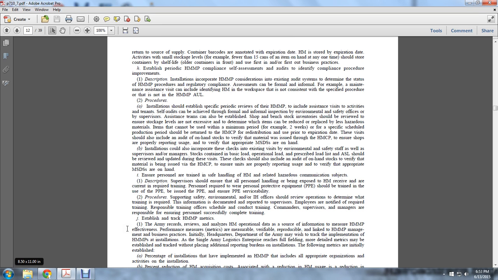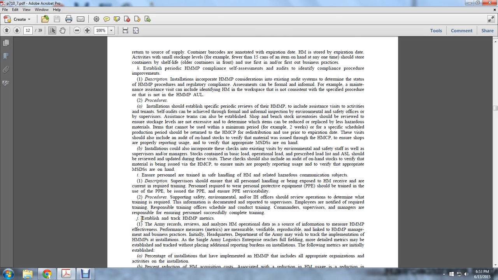Procedures supporting safety, environmental, or industrial hygiene offices should review operations to determine whether training is required, with the safety information documentation reported to the supervisor. Employees who are notified of required training should be trained by the responsible training office. The commander, supervisor, or manager is responsible for ensuring personnel successfully complete training.